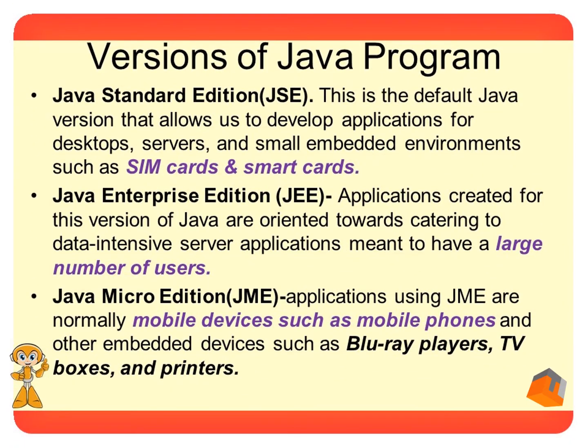We have here versions of Java program. First, we have the JSE, the Java Standard Edition. We have the JEE, the Java Enterprise Edition. We have the JME, Java Micro Edition. What are the examples of JSE? We have the SIM cards and smart cards.